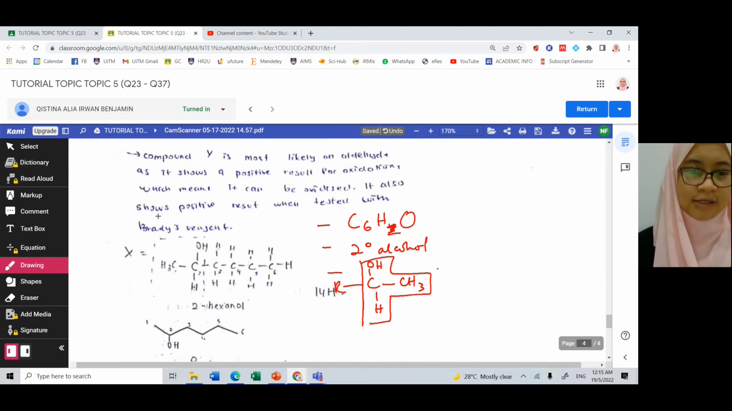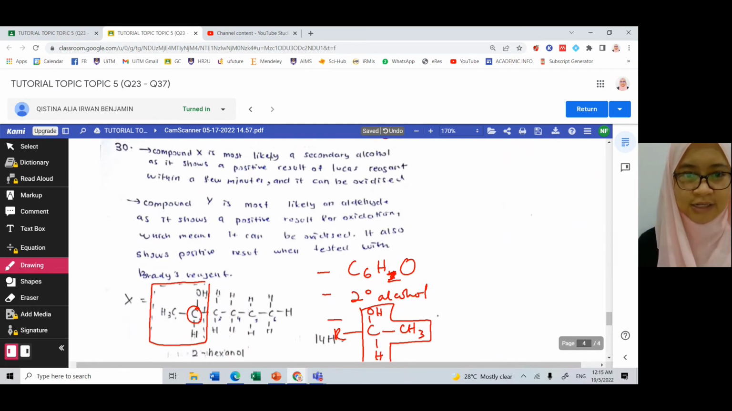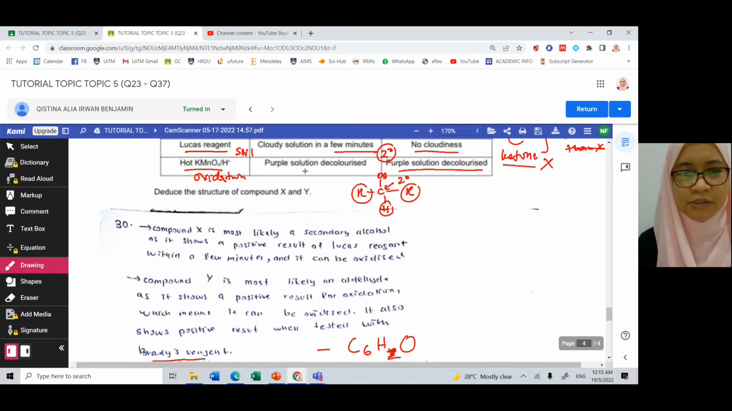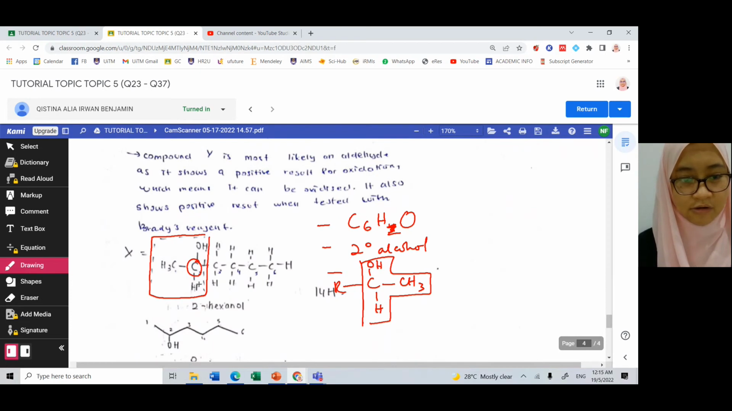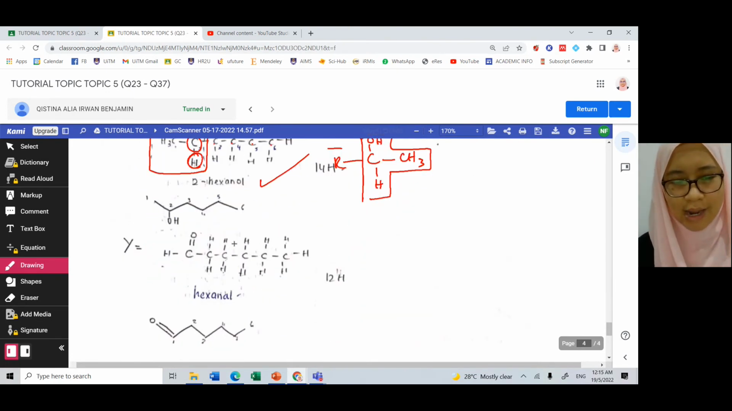Okay, like what Christina did, this part gives the positive result to the iodoform test, and this carbon is secondary because we predicted just now that this secondary alcohol gives a cloudy solution in a few minutes, and the purple solution is decolorized because of the presence of this hydrogen. The rest we follow through, meaning it must have 6 carbons: 1, 2, 3, 4, 5, 6 carbon. So it is 2-hexanol. Okay, how about Y, guys? How about Y?